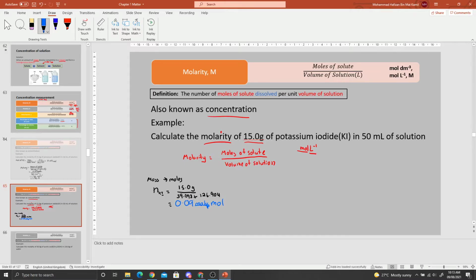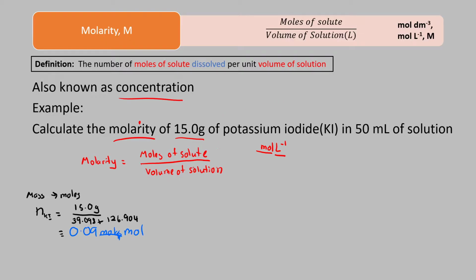Mole, right? So now you have the first thing, and then we need to find the volume of solution. Remember dia punya unit, which is mole per liter, right? So molarity is equivalent to, kita dah tahu dia punya moles of solute, 0.09 mole divided by volume of solution. So volume of solution dia dah bagi 50, okay, tapi remember tak, milliliter.